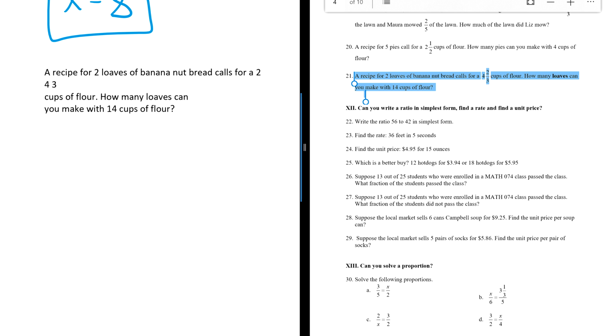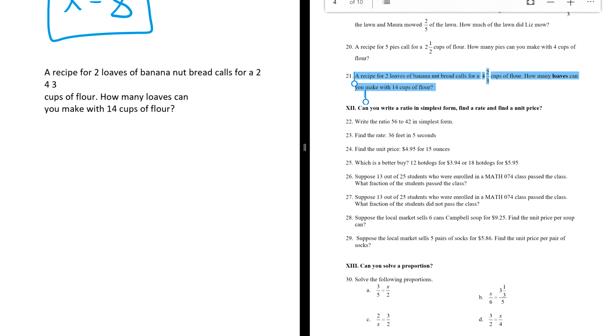Next up. All right, number 21. A recipe for 2 loaves of banana nut bread calls for 4 2/3 cups of flour. How many loaves can you make with 14 cups of flour?